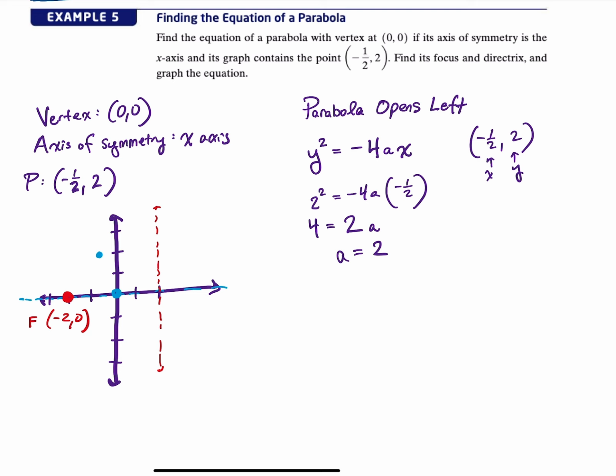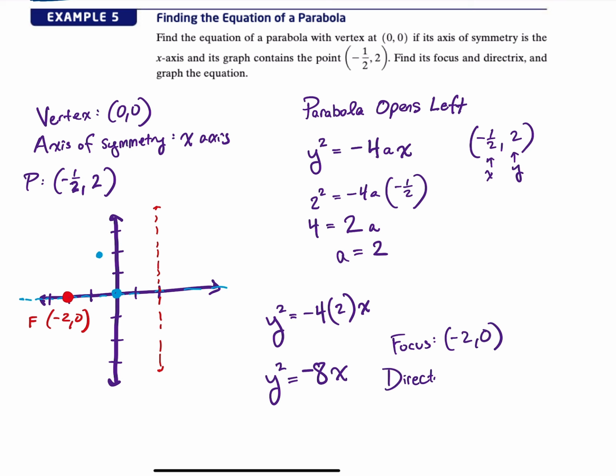So our equation should be y² equals -4 times 2 times x. So let's just combine those: -8x. The focus point we found to be -2, 0. The directrix, that will be the line x equals +2.